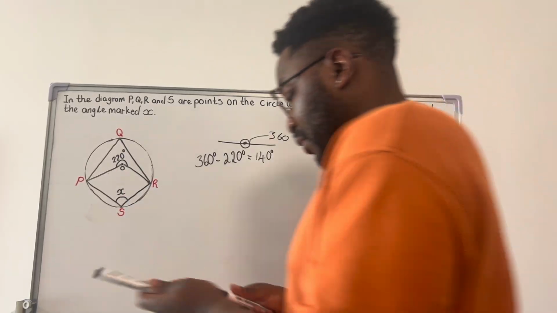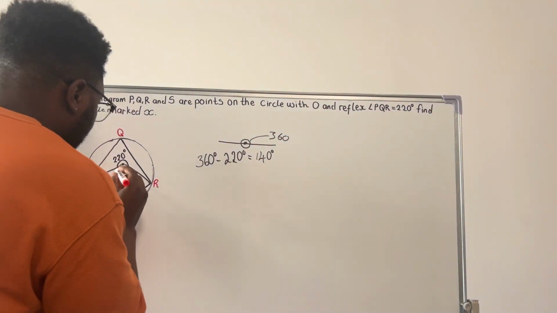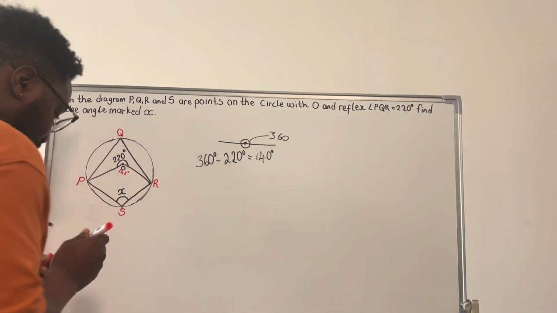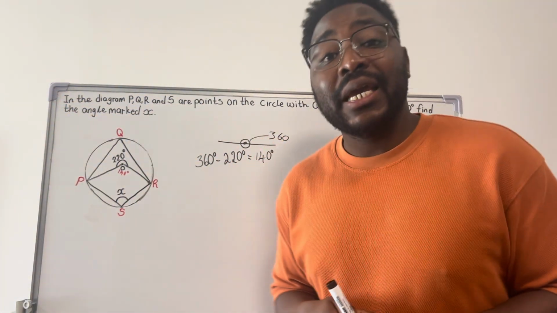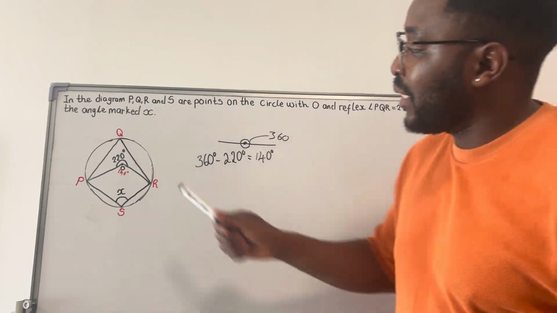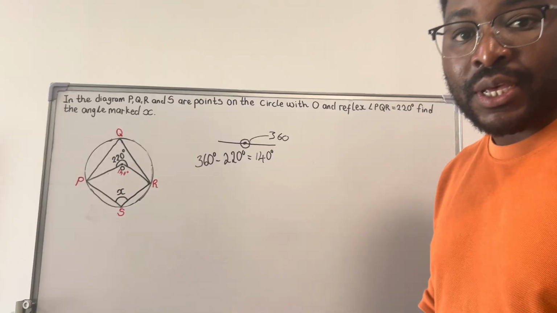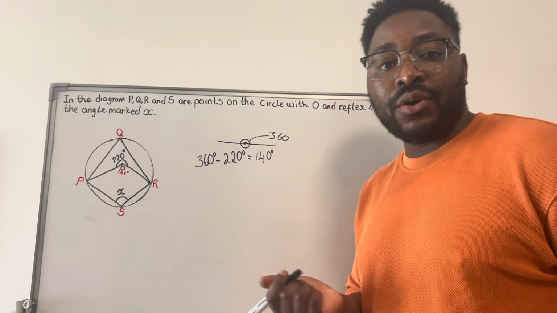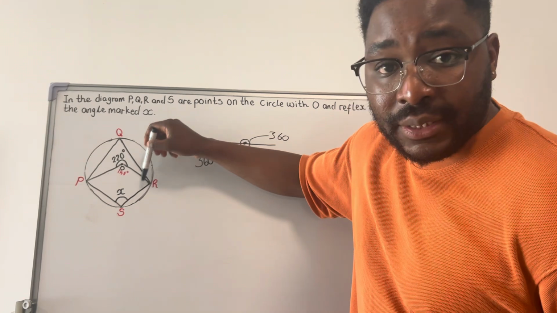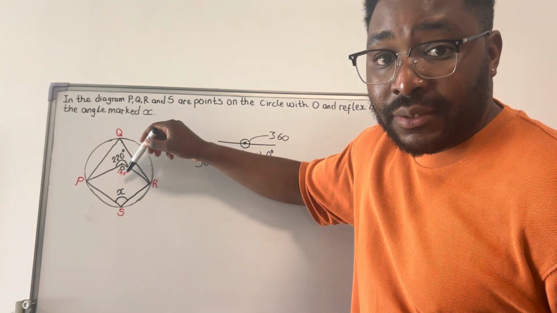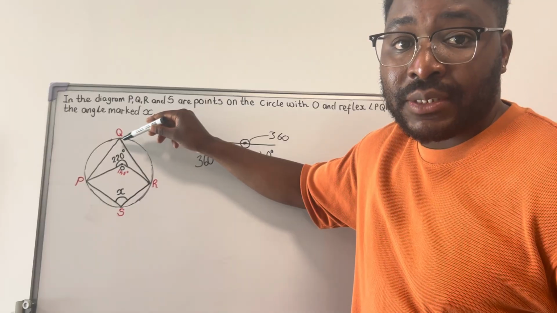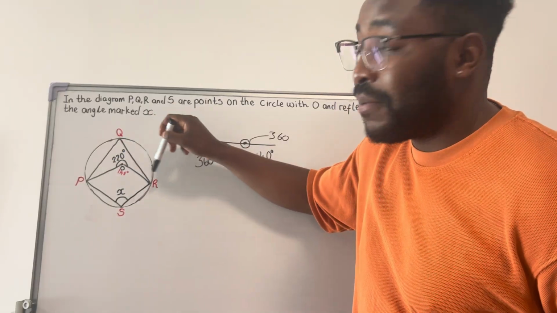So allow me to just write it over here, 140. Okay, so our second step would be finding angle Q over there, and we're going to use a second theorem. The angle at the center is twice the angle at the circumference standing on the same arc.